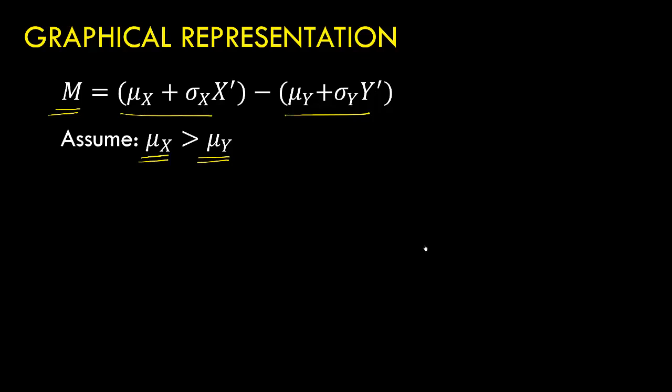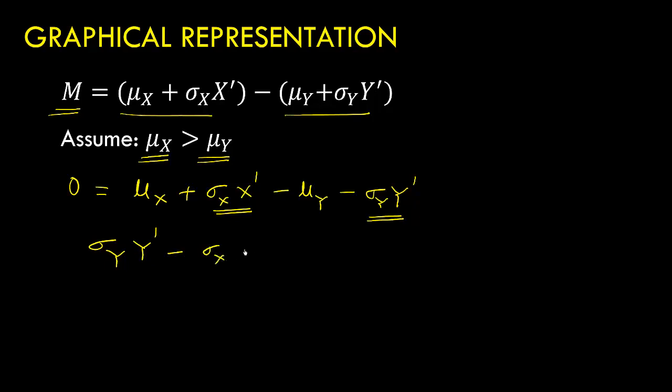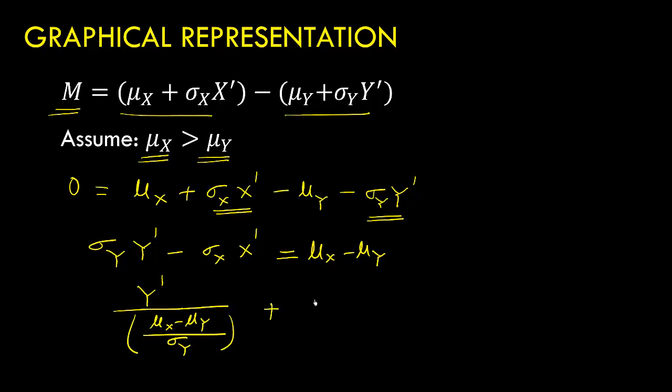At the limit state m equals 0, so we can write the above equation like this: 0 equals mu x plus sigma x x dash minus mu y minus sigma y y dash. Now let us take this term and this term to the left hand side. So we will have sigma y y dash minus sigma x x dash equals mu x minus mu y. We can also write this expression as y dash divided by mu x minus mu y, and this divided by sigma y, plus x dash divided by mu x minus mu y, and this divided by sigma x, and we have to put a negative sign here, and this equals 1.